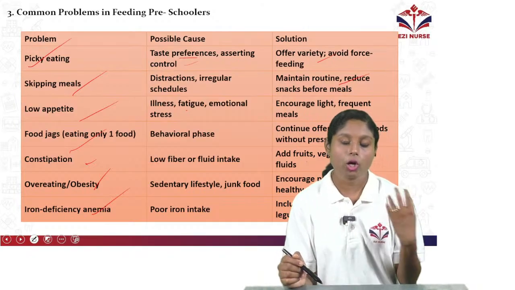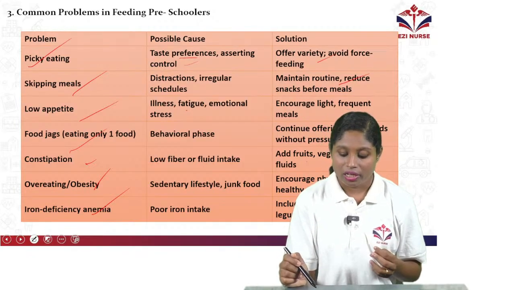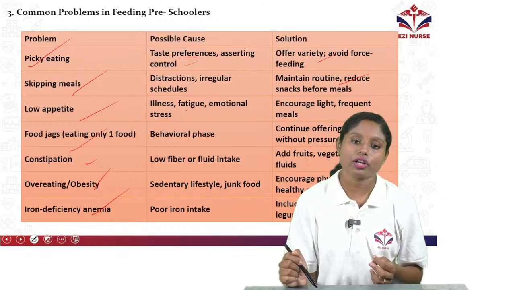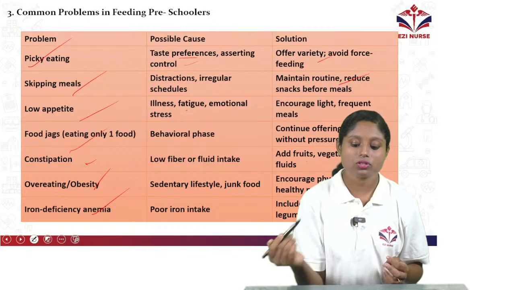Iron deficiency anemia because of poor iron intake. Include green leafy vegetables, legumes or fortified cereals. So this is the problem, its cause and solution.